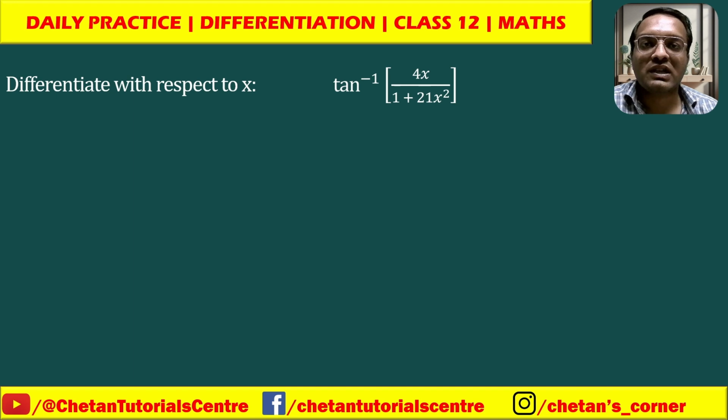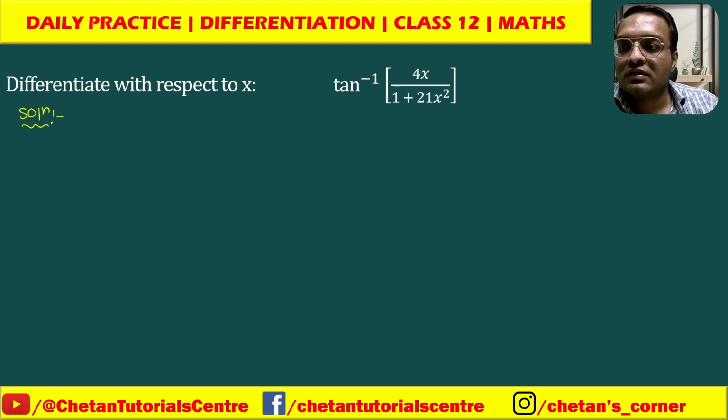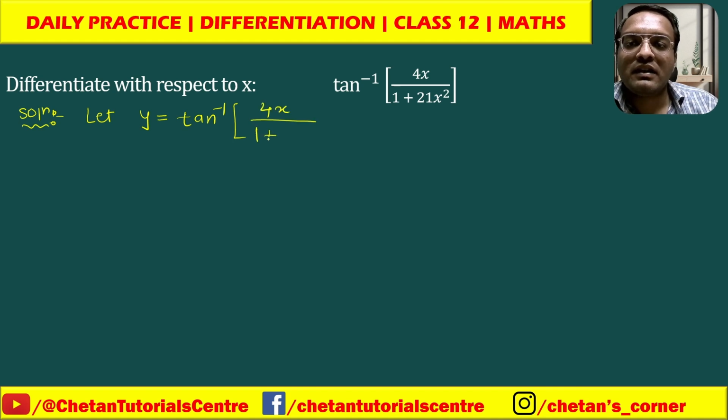The very first step of the question is to read it and understand it. We have to differentiate the given function with respect to x. The given function is tan inverse of the bracket 4x divided by 1 plus 21x square. Solution. Let y be equal to tan inverse of 4x divided by 1 plus 21x square.